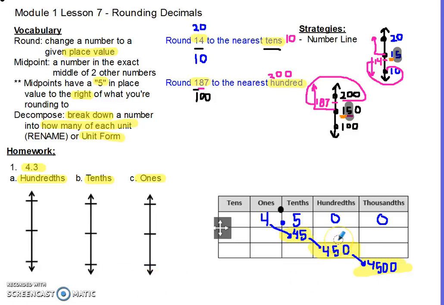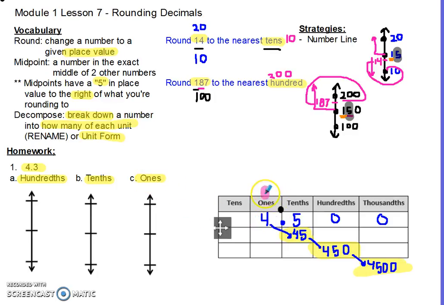Now, the reason that they ask us to decompose is because they want us to look at and see which one of these decompositions would be the most useful in helping us round. And I'm actually going to start over here with the ones column because I feel most comfortable with that, and I want to start somewhere that I'm comfortable with. So I'm asking myself, which one of these decompositions would be the best one to use if I'm rounding to my ones?